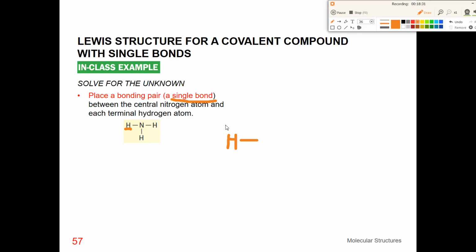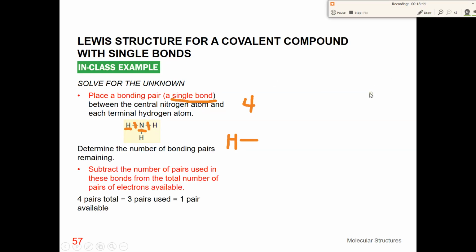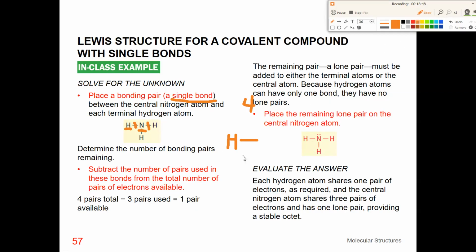Remember, in the previous step we figured out there are 4 pairs. However, there are only 3 pairs used in bonds. So the next step is to put the lone pair. Because we figured out there are 4 pairs and we only put 3 pairs around nitrogen, we put the remaining 1 pair on the nitrogen. We just draw this lone pair, 2 dots, around nitrogen.